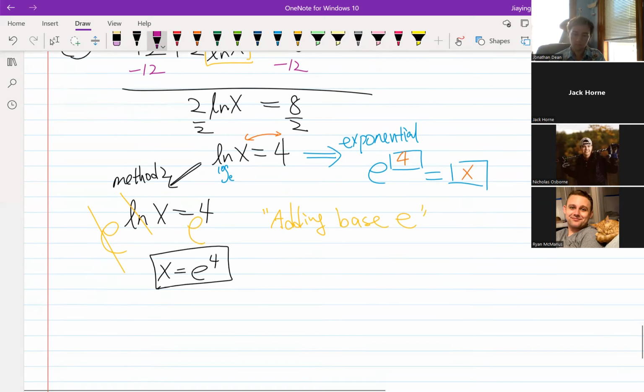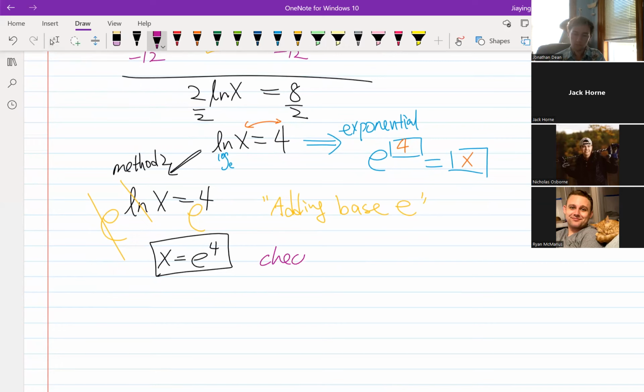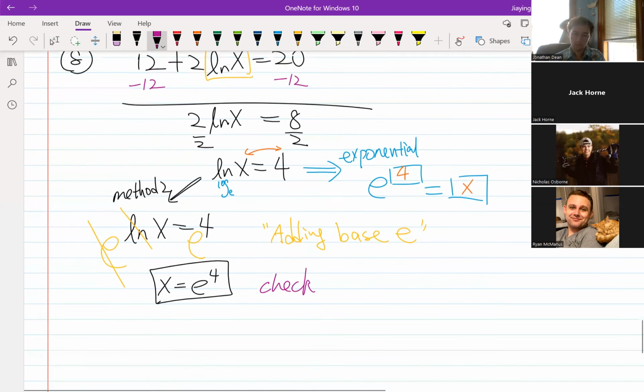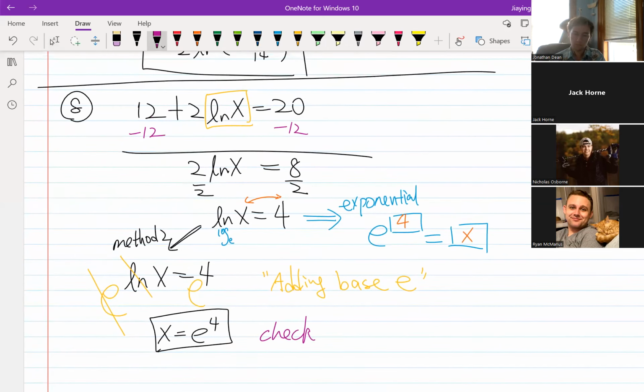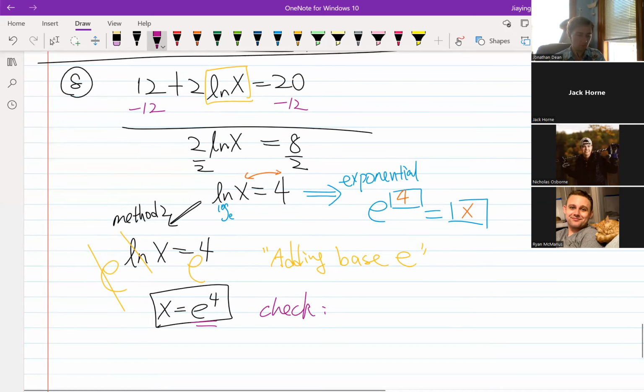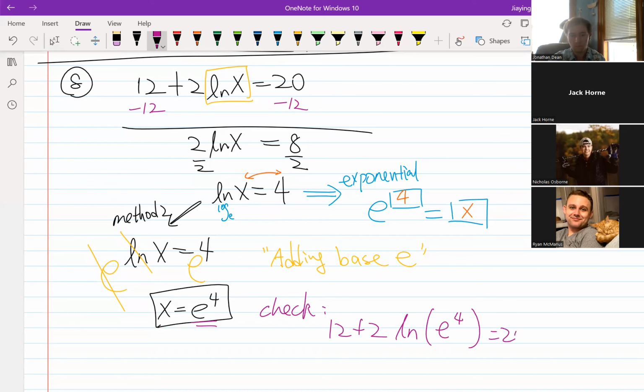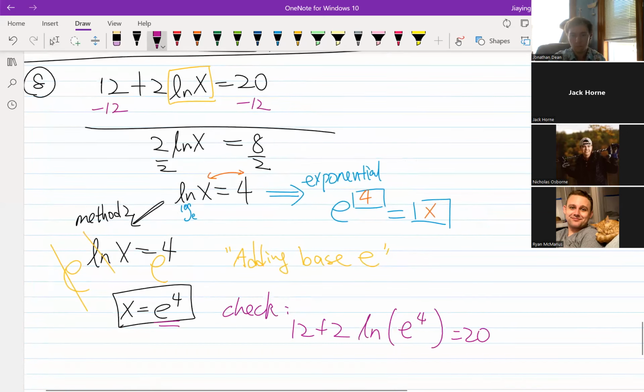One thing I want to point out that we should check whenever we solve logarithmic equations, we always check. How do we check? We just take this and put it into the original equation. So we get 12 plus 2 natural log of e to the fourth power equals 20. Now, the point of checking, obviously, is to get the correct answer, right? But also to make sure that we don't have any extraneous solutions. Means solutions that, when we put them in there, we get a problem.